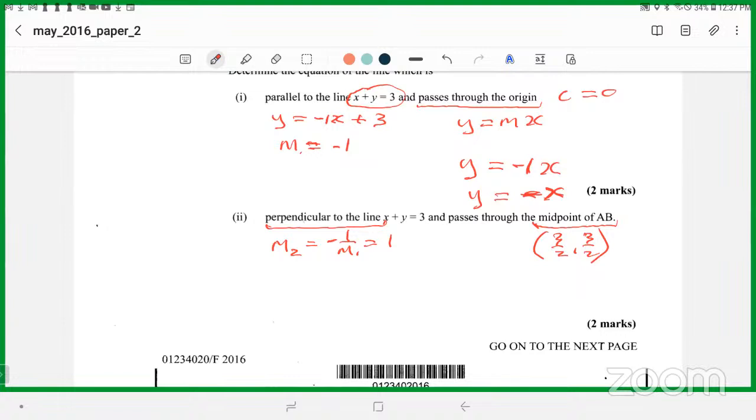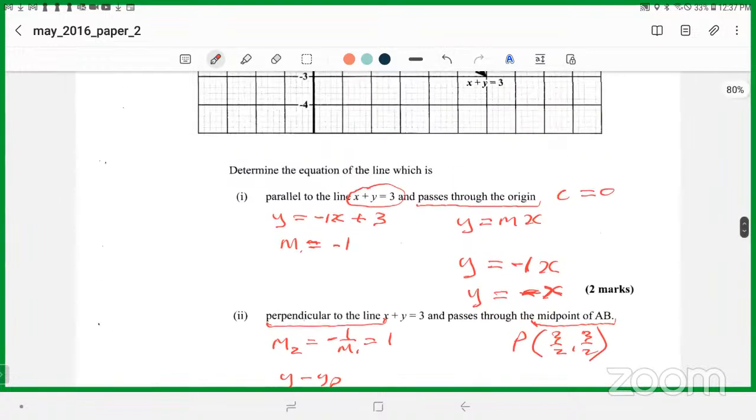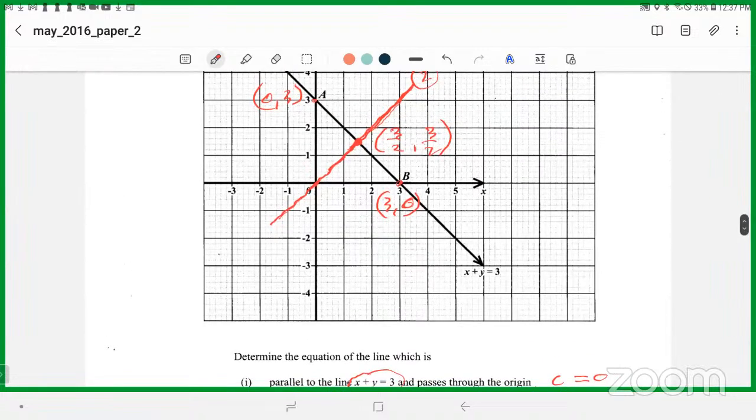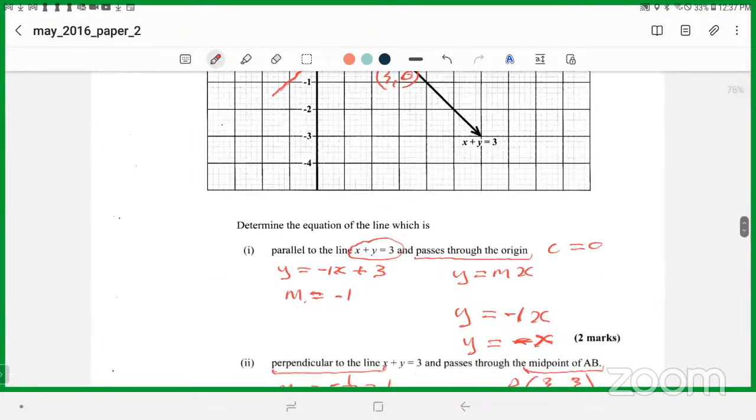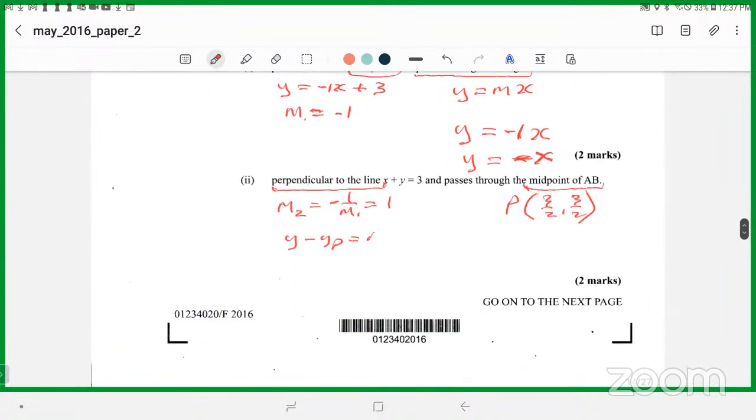It's going to be y equals x is the answer. But if you work it out using the formula y minus yp, because this is the point P now. Let's call this midpoint P. So it's y minus yp equals the gradient of the perpendicular line into x minus xp. This question I don't really need a calculation, but just to show you. So it will become y minus yp, which is 3/2, equals the gradient, which is just 1, into x minus xp, and xp again is 3/2.